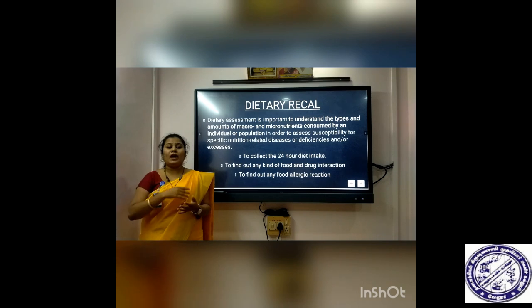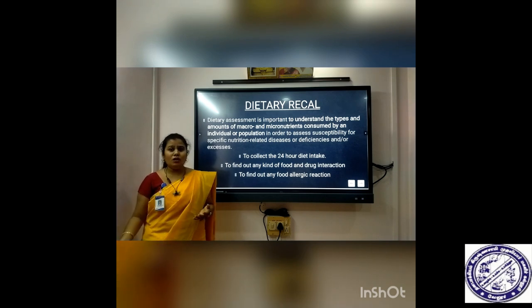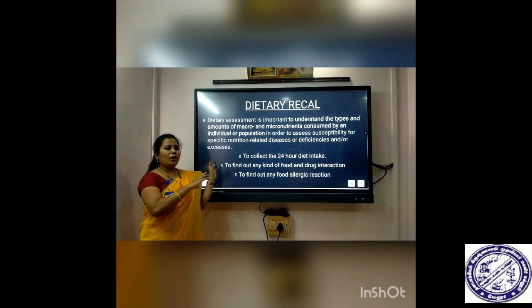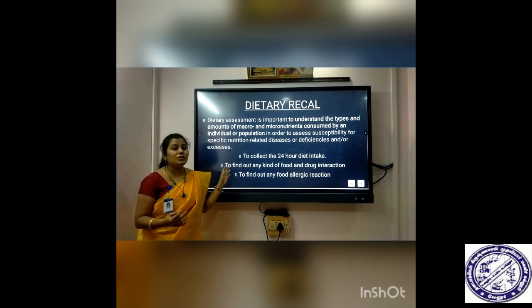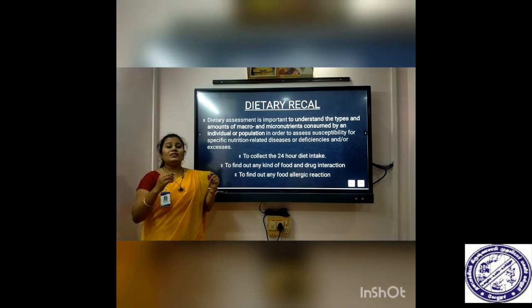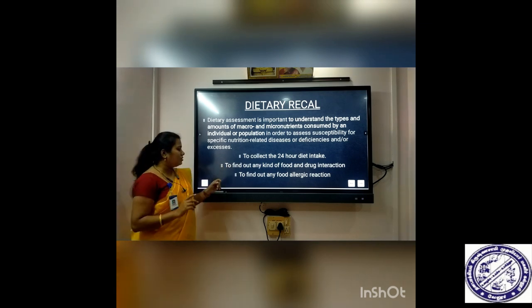Some people will not eat green leafy vegetables at all for a very long time, and they might not even know that. While going through a recall, particularly the 3-day recall, we can find out that he might have iron deficiency, something like that.